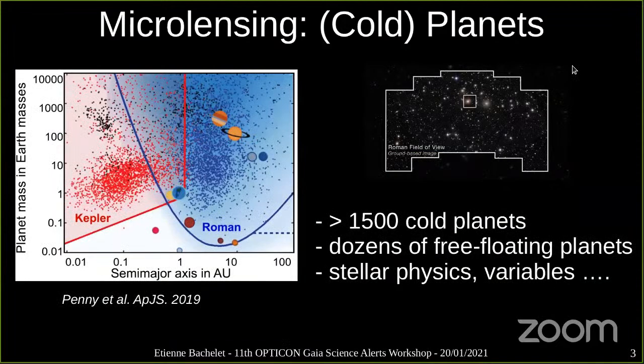And the galactic bulge will be actually the main field of the Roman space mission, where it is expected that the microlensing survey will detect 1,500 cold planets. So as you can see in this left plot, when the Roman census is finished, we're going to have a very strong understanding of the planet population beyond the snow line, which will nicely complement the Kepler planet observations.